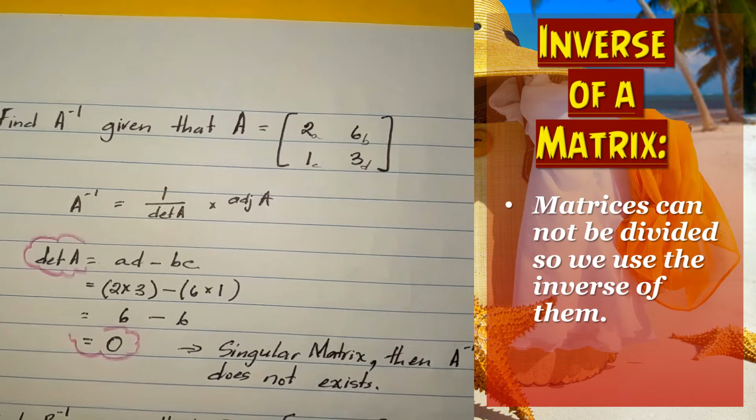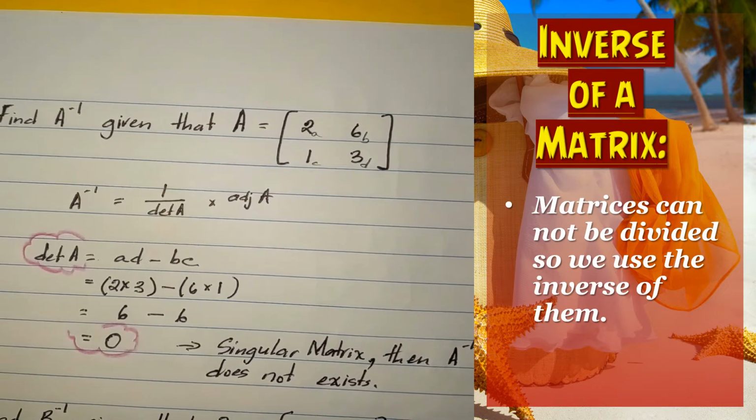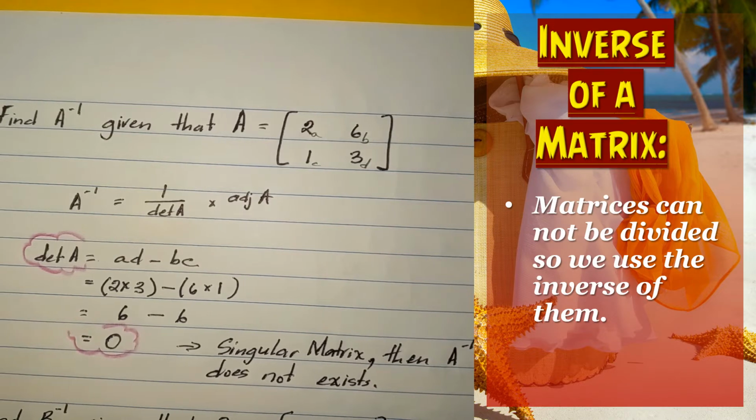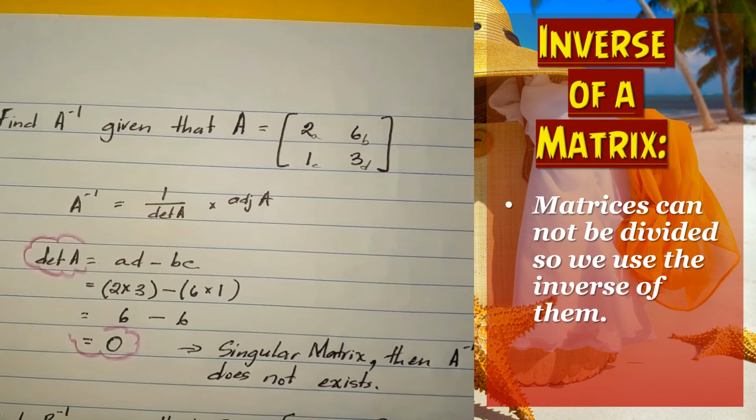Simply put, if the matrix is a singular matrix, then the matrix does not have an inverse. The reverse is true. If the matrix is a non-singular matrix, then that matrix has an inverse. Let's look at an example of that one.